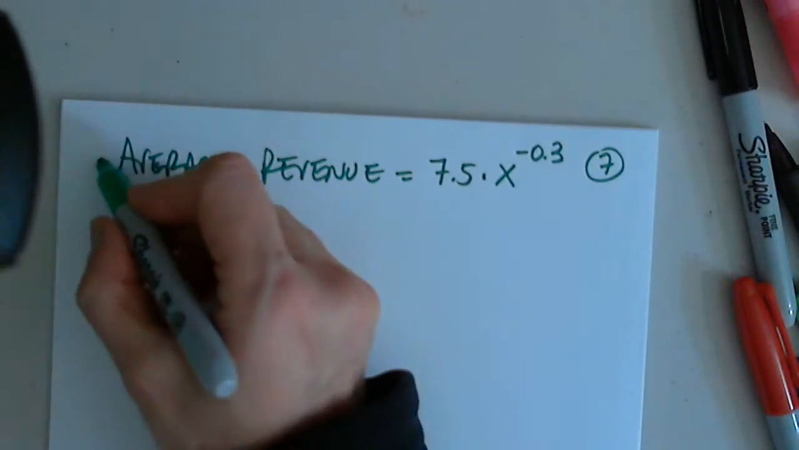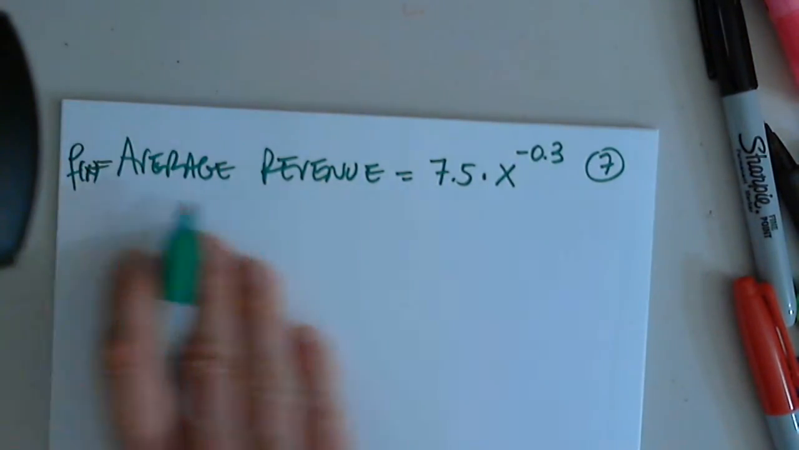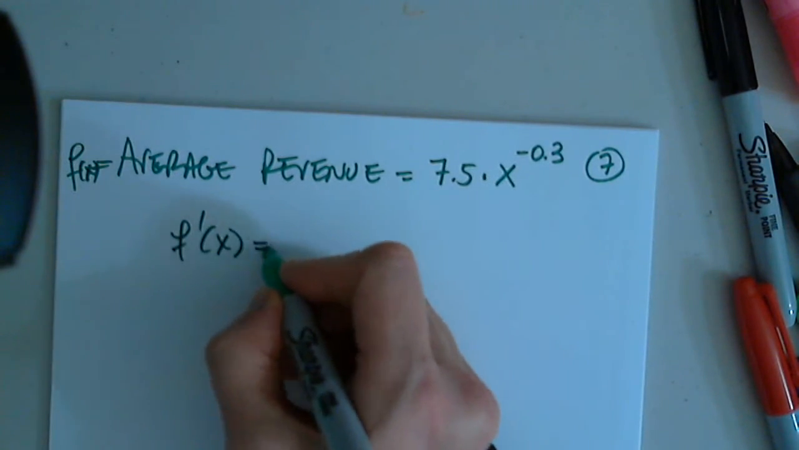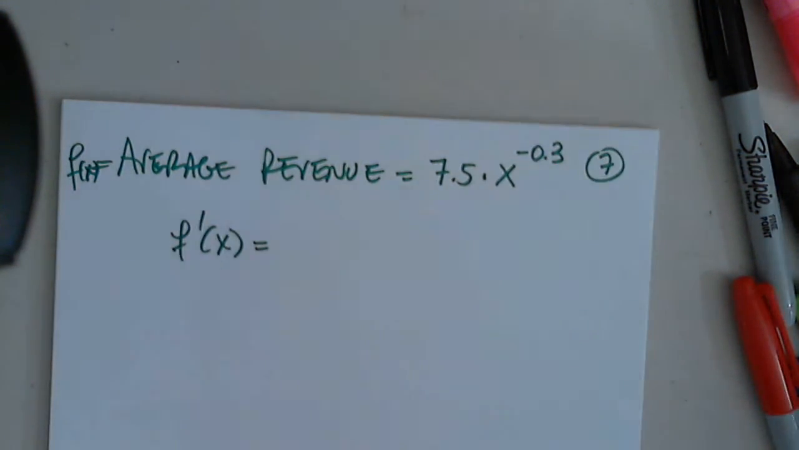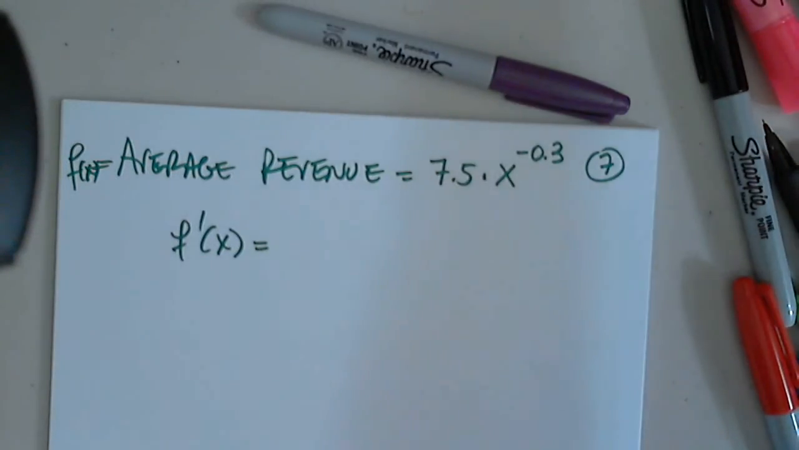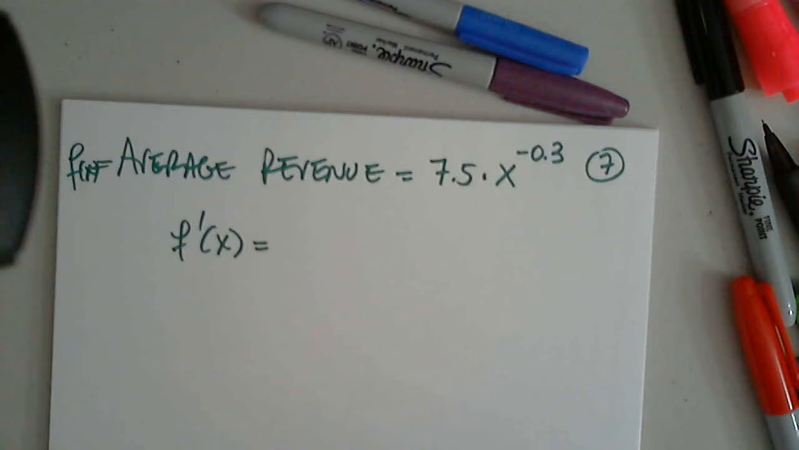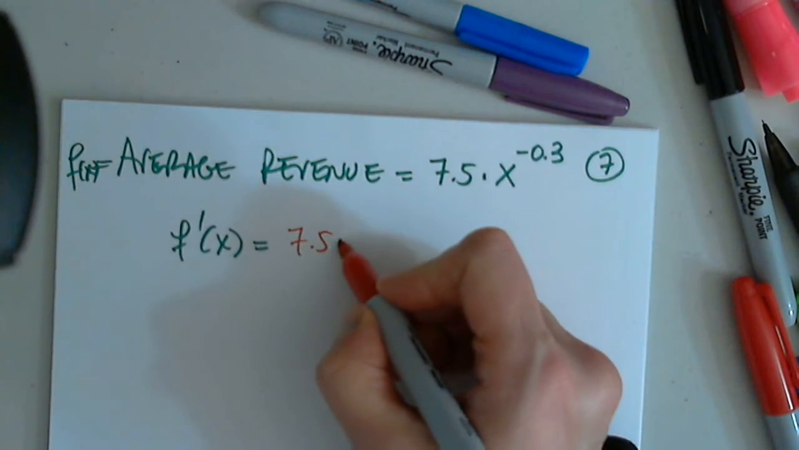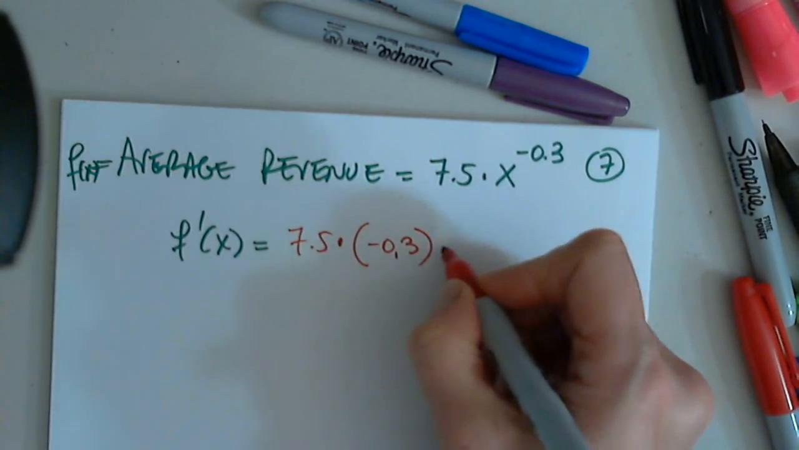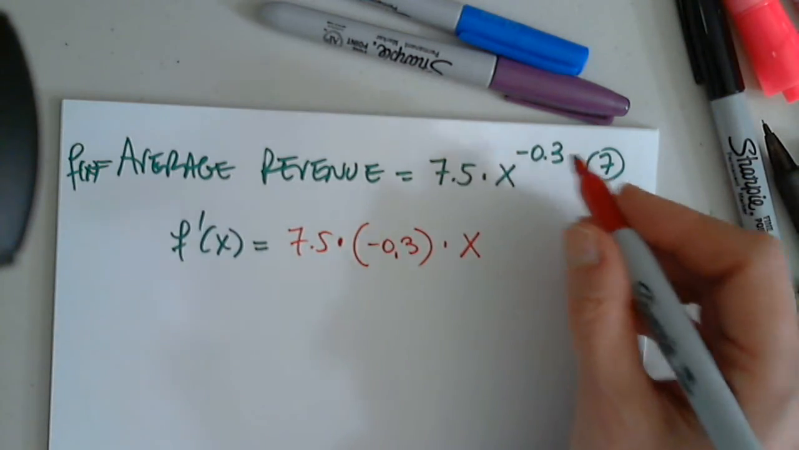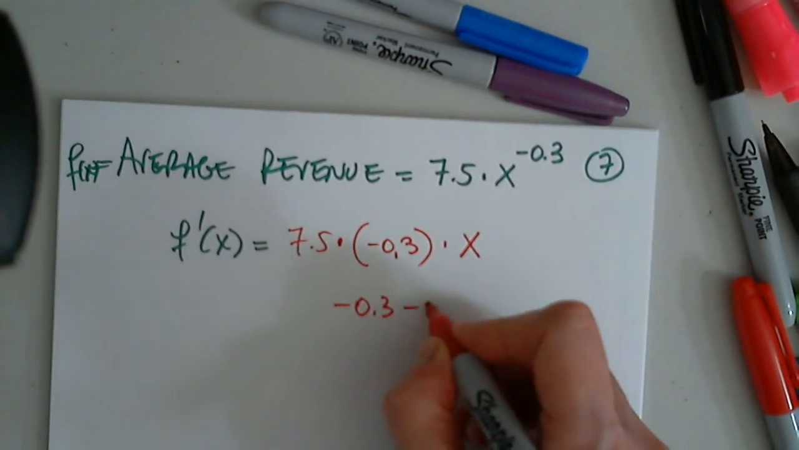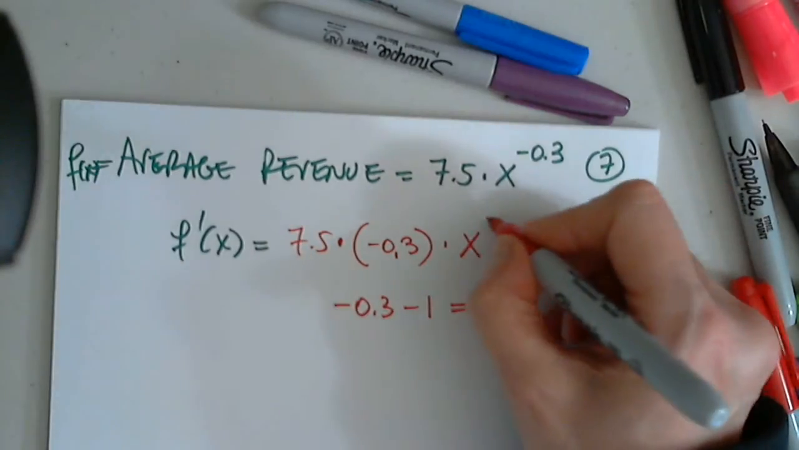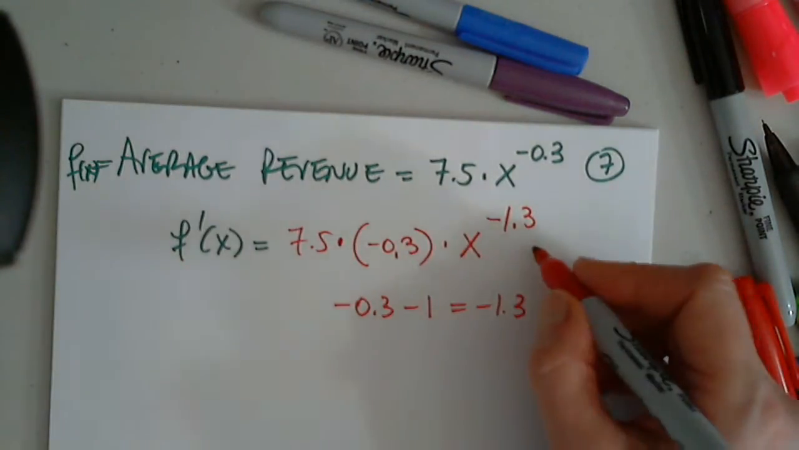Find the derivative. Yes, so this was, I called it f of x for simplicity. I don't want to write all those words. So I have to find f prime of x. Who would like to help? You multiply 7.5 by -0.3, and then it's x to the -0.3 minus 1. Yes, 7.5 multiplied in parentheses by -0.3 and multiplied by x to the -0.3 minus 1. How much is -0.3 minus 1? So this is -1.3. So the power is -1.3. Any questions so far?